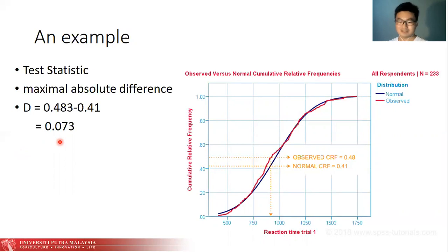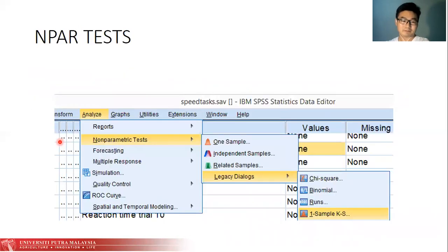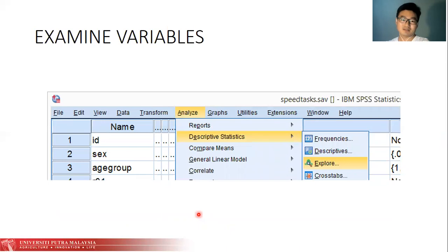Okay, now let's see the two different ways to test the normality. The first way is the non-parametric tests. We go to the legacy dialogues and then we choose one sample KS test. Another way is to examine the variables. It's also under the menu of analyze, descriptive statistics, and then goes to explore. Okay, now let's run the tests in SPSS.